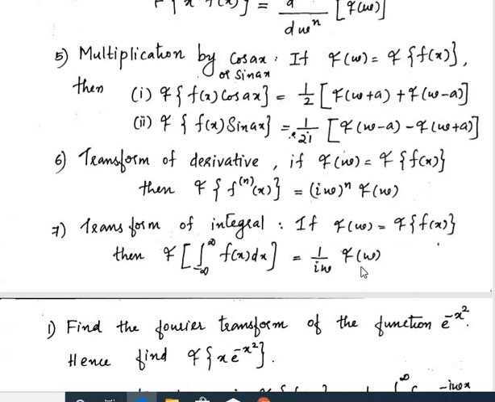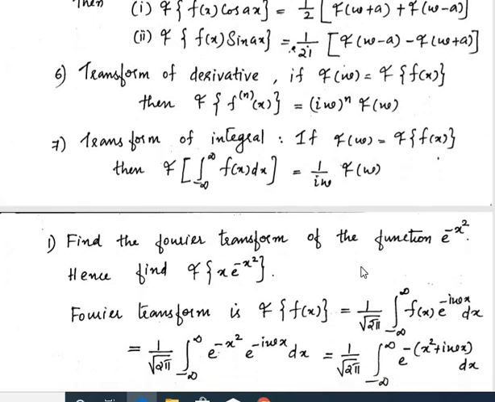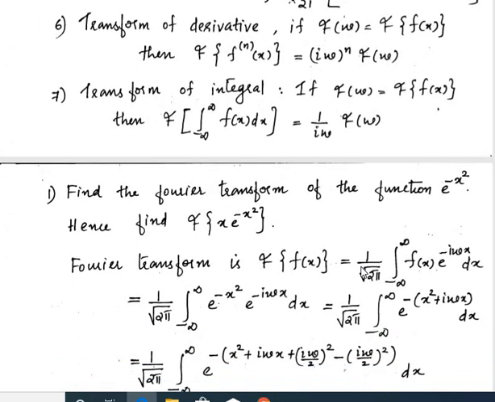So these are the important properties of Fourier transform, and they can be applied to many problems. By using these properties, we can solve many problems simply, instead of integrating and evaluating directly. So we move to some problems including these properties.